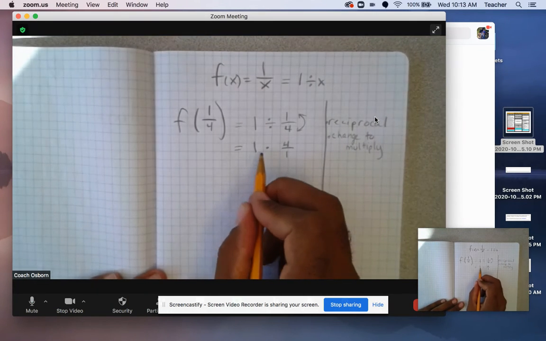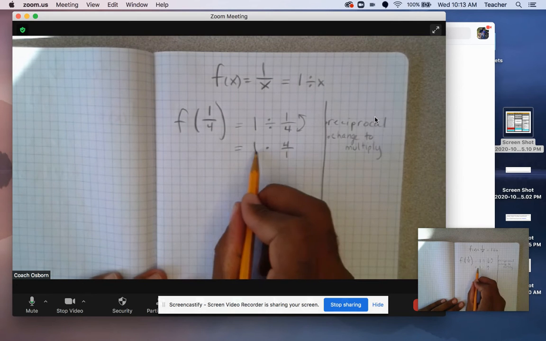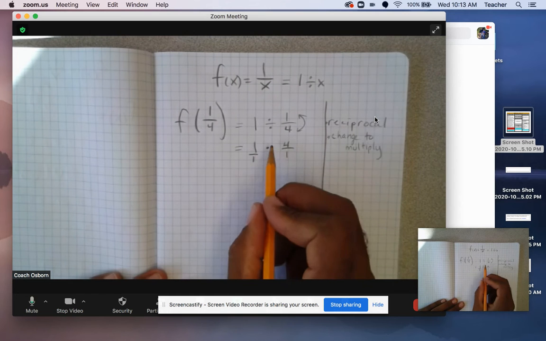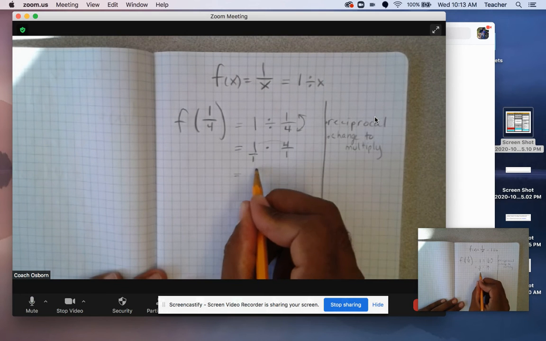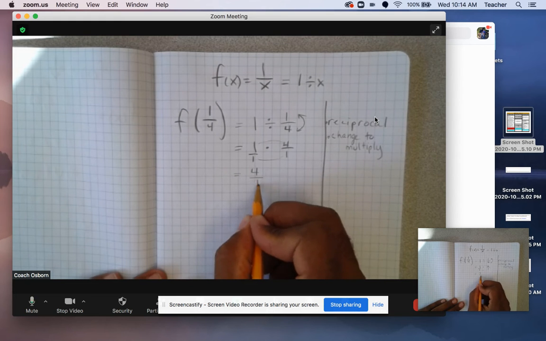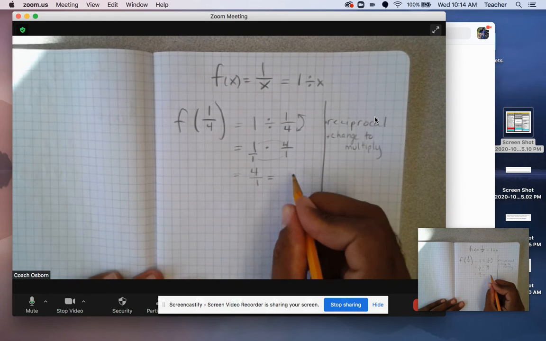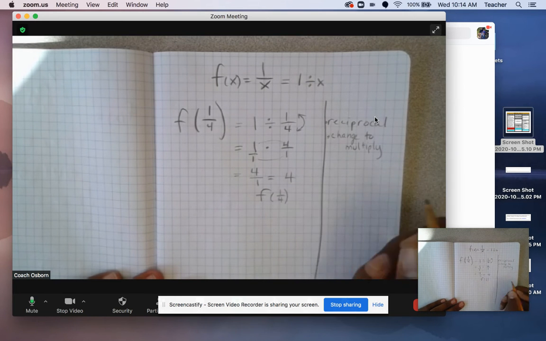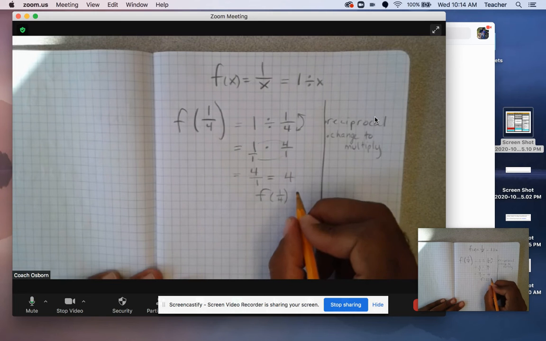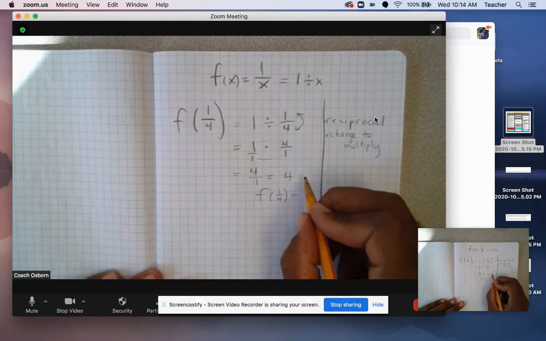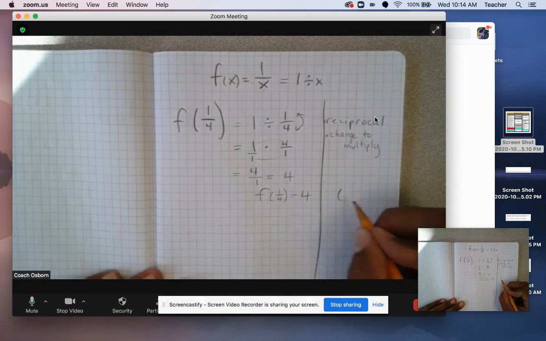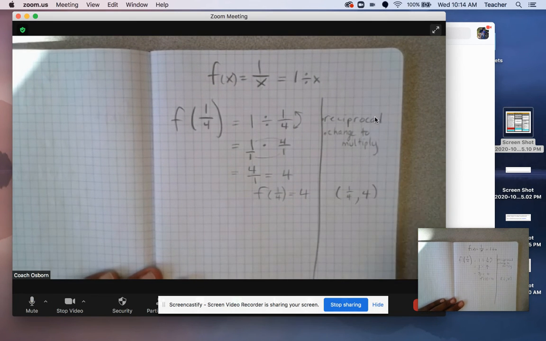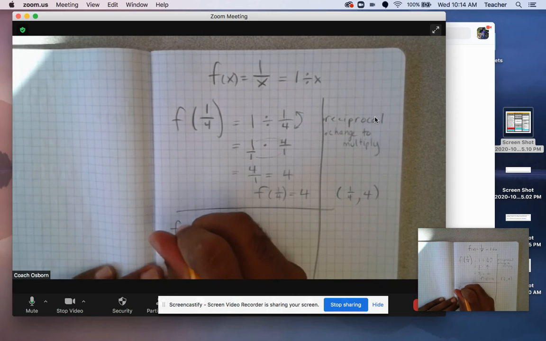Okay, now, again, with multiplication rules for fractions, we multiply across. Anytime we have a whole number here, I'm going to put it over a 1, and then we multiply across. So 1 times 4, 4, and then 1 times 1, 1. And so the answer ends up being 4 over 1, which is the same as 4. So I'll write this as f of 1 over 4, or basically, whenever I plug 1 over 4 into this function, I'm going to get 4. The other way to write this as a coordinate is 1 over 4, comma 4. That's the same thing.